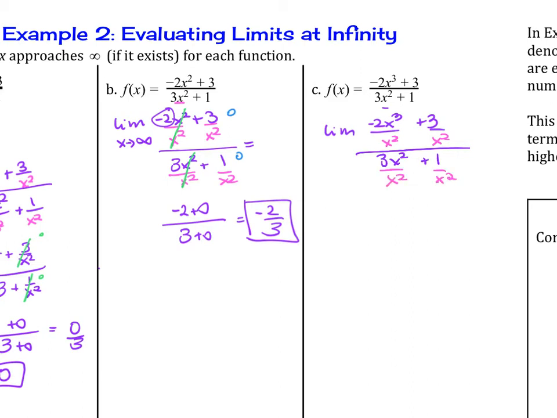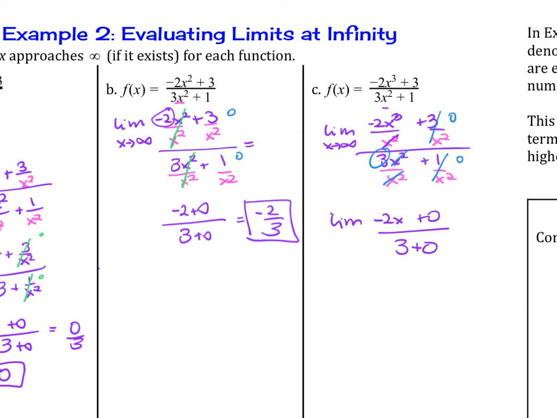So notice here, as x approaches infinity, we have negative 2x cubed over x squared. And then on this one, this changes to 0, this also changes to 0, and this will just be a 3. So now we are looking at the limit of negative 2x, just an x, plus 0 over 3 plus 0. This is what we're looking at.